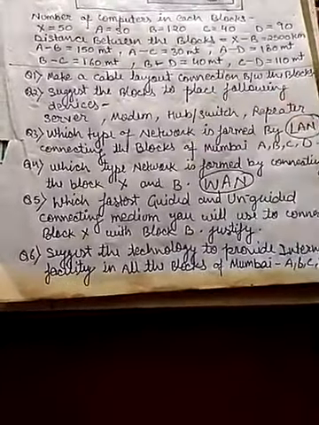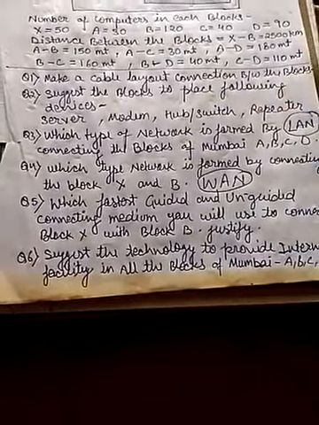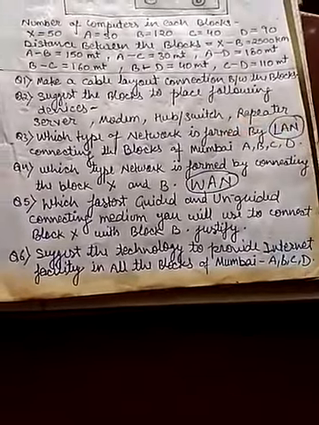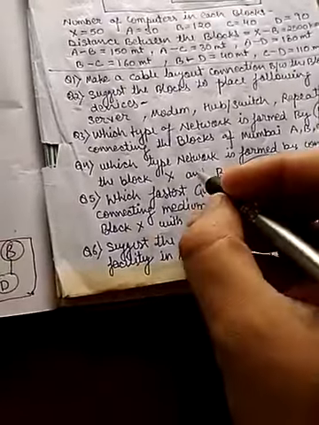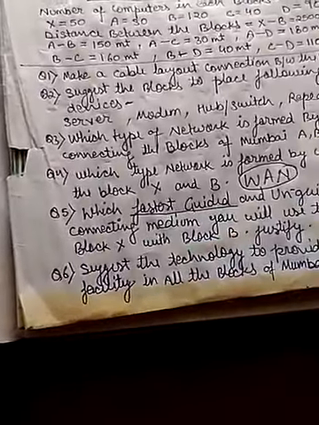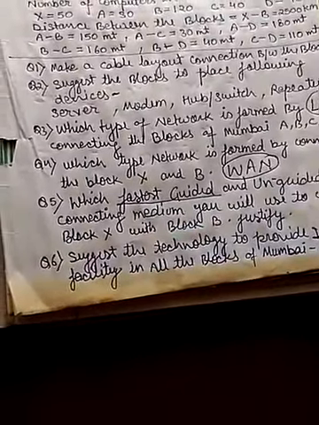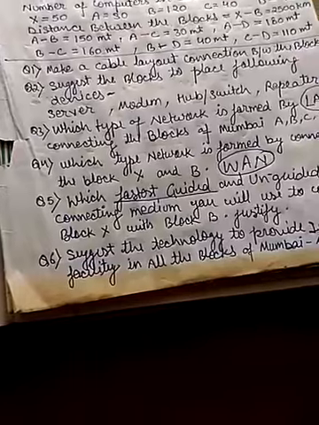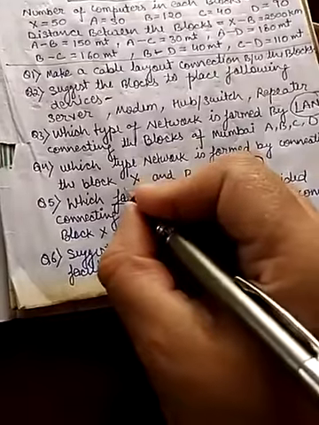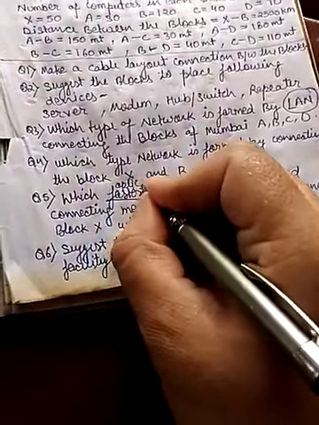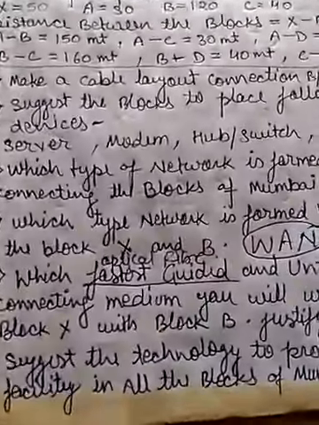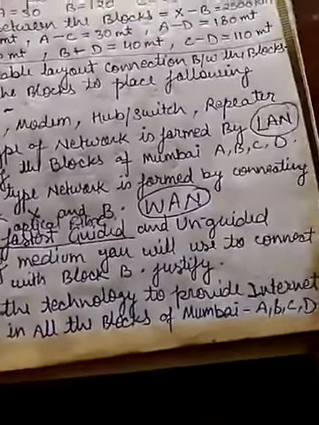Now, which fastest guided and unguided medium will you use to connect block X and B? The guided medium, because we want to transmit the data with high speed in a wide area network. So the fastest guided medium is optical fiber. So we will use optical fiber as the fastest medium.